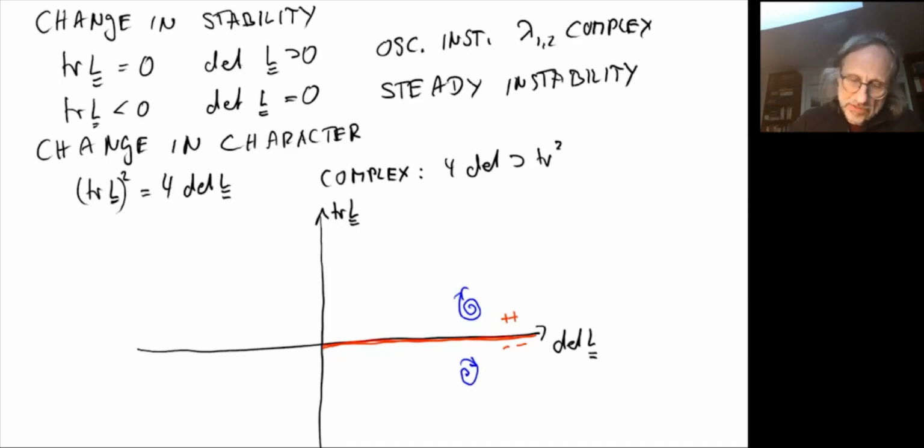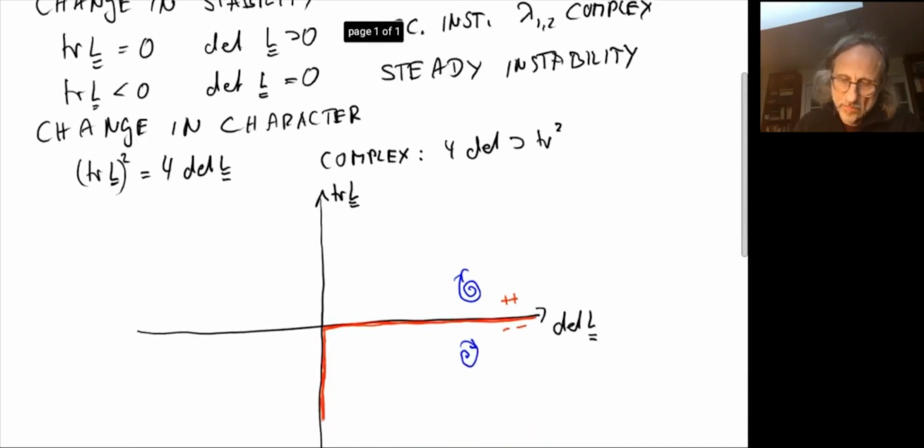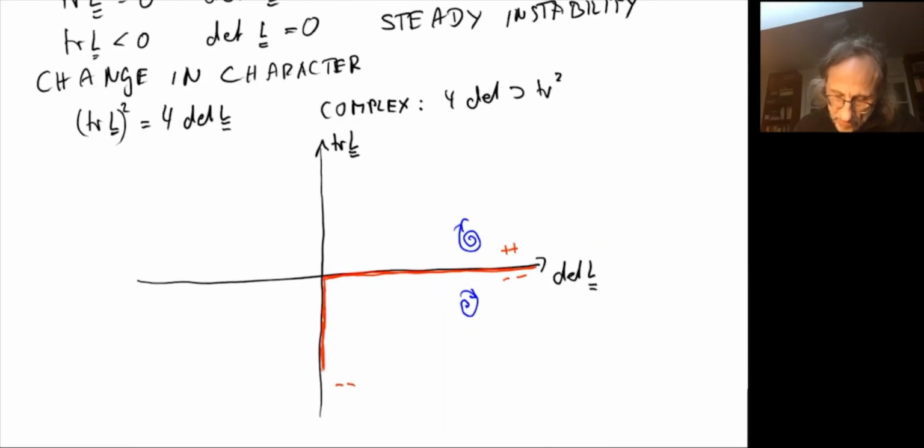The other stability limit is when the determinant is 0 and the trace is negative. That's down here. And what happens there? When the determinant is 0, then these two compensate, but that means the minus sign gives us a negative eigenvalue. So there's one eigenvalue, negative, independent of the sign of the determinant, and the other eigenvalue changes sign. So we go from 2 negative eigenvalues to 1 negative and 1 positive eigenvalue.